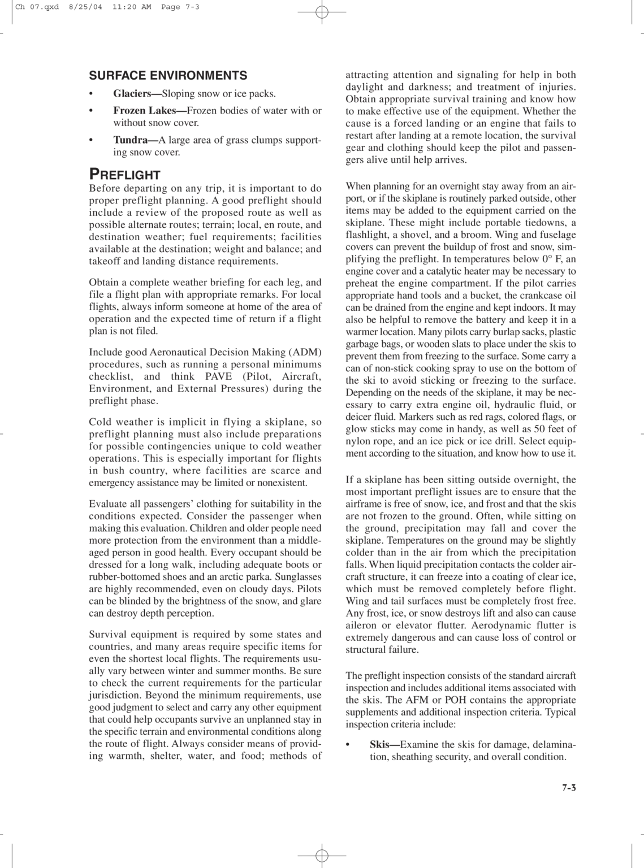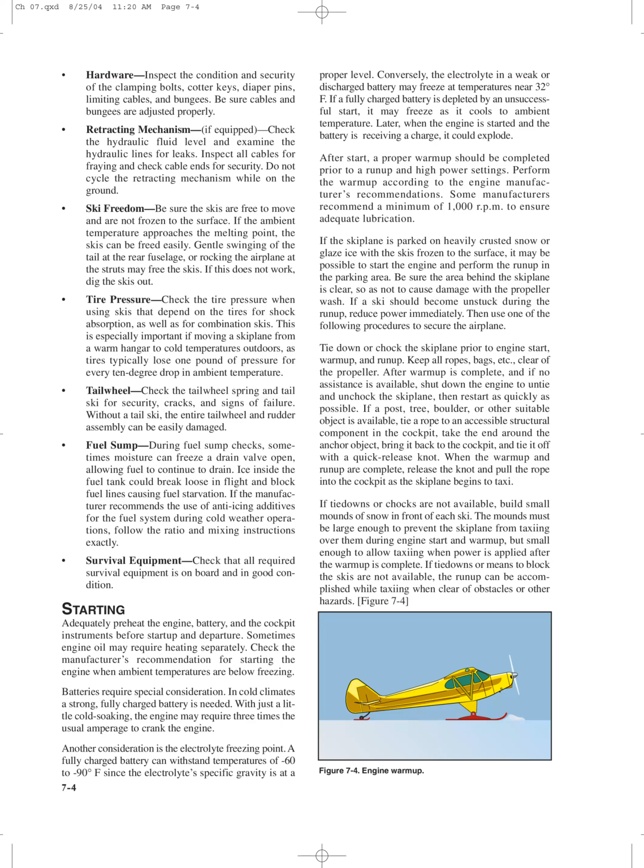The pre-flight inspection consists of the standard aircraft inspection and includes additional items associated with the skis. The AFM or POH contains the appropriate supplements and additional inspection criteria. Typical inspection criteria include: Skis: examine the skis for damage, delamination, sheathing security, and overall condition. Hardware: inspect the condition and security of the clamping bolts, cotter keys, diaper pins, limiting cables, and bungees. Be sure cables and bungees are adjusted properly.